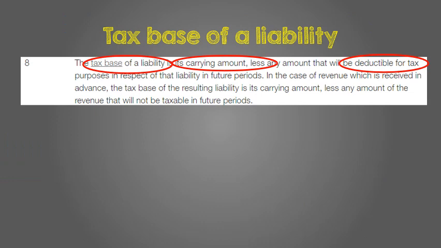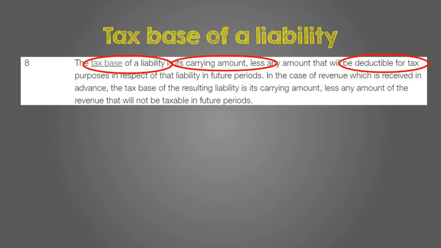Next, we have the formula for calculating the tax base of a liability. The formula tells us, we find this in paragraph 8, that the tax base of a liability is its carrying amount less any amount that will be deductible for tax purposes in respect of that liability in future periods.